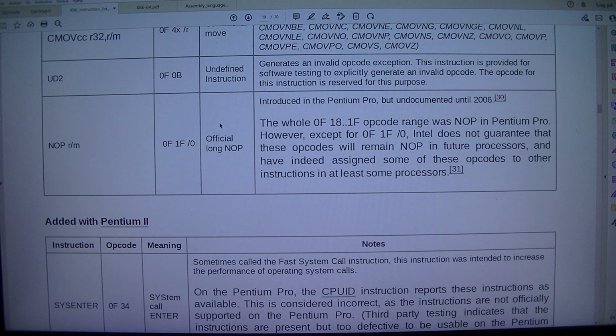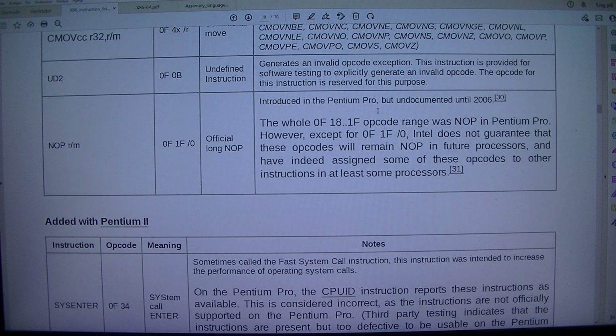NOP Ev, 0F1F/0: official NOP introduced in the Pentium Pro, but undocumented until 2006. 30. The whole 0F18-1F opcode range was NOP in Pentium Pro. However, except for 0F1F/0, Intel does not guarantee that the subcodes will remain NOP in future processors, and has indeed assigned some of these opcodes to other instructions in at least some processors.